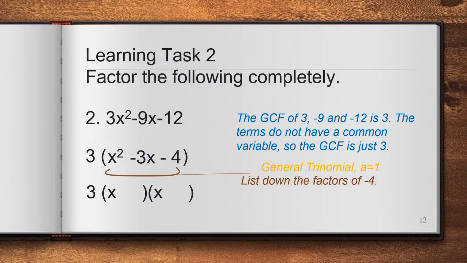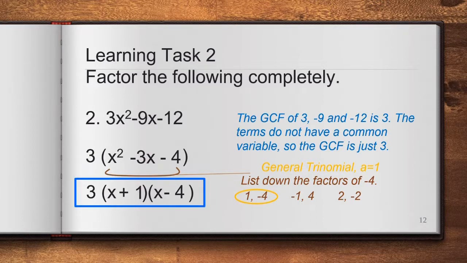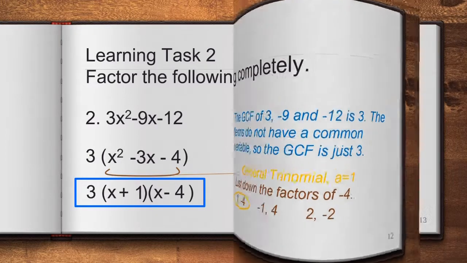Then list down the factors of negative 4. So from those factors, kailangan makakuha tayo ng kapag pinag-add ay negative 3. So ang pinili natin ay positive 1, negative 4, and those are the factors already. Pwede ring magkapalit-palit yan ng pwesto.